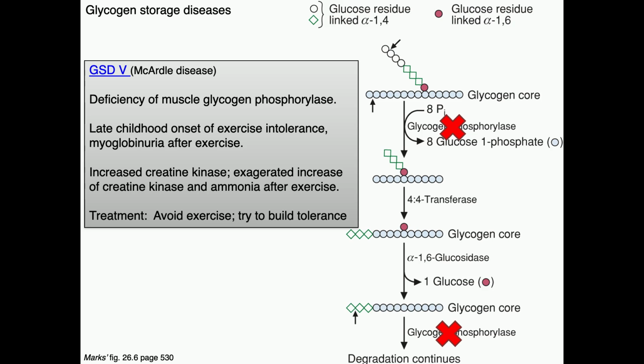One way you could distinguish McArdle disease from an AMP deaminase deficiency, given the hallmark feature of exercise intolerance, would be looking at the ammonia level in the blood after an exercise stress test. That's something you may observe in an academic setting. It's not really a diagnostic test necessarily. McArdle disease, GSD5, has a pretty good prognosis, and if you work at it, you can build exercise tolerance despite having this deficiency.